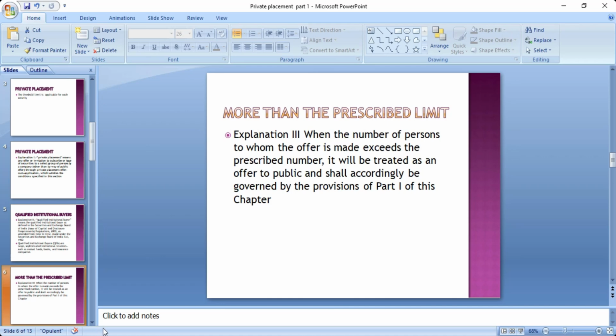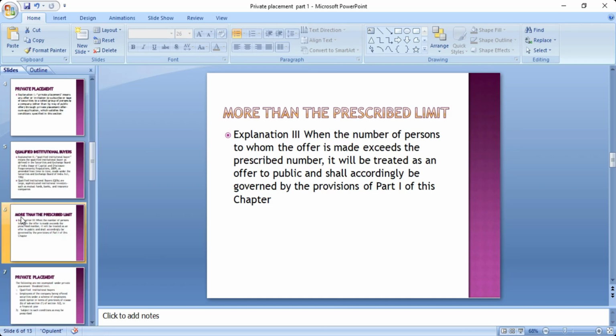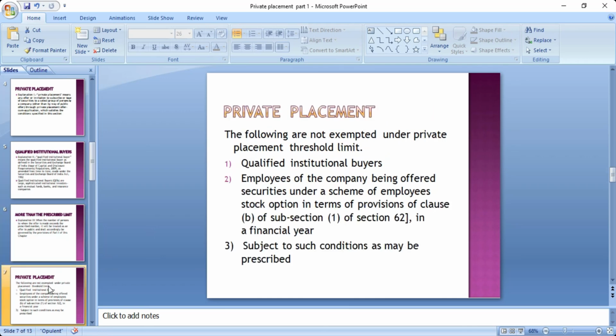So it is better that the company keeps under the 200 limit only. While calculating the 200, the following are exempted from the threshold limit. Who are those? QIBs, qualified institutional buyers, and employees of the company being offered securities under a scheme of employee stock option in terms of the provisions of clause (b) of sub-section 1 of Section 62 in a financial year. They do not come under the private placement offer count and are to be excluded.